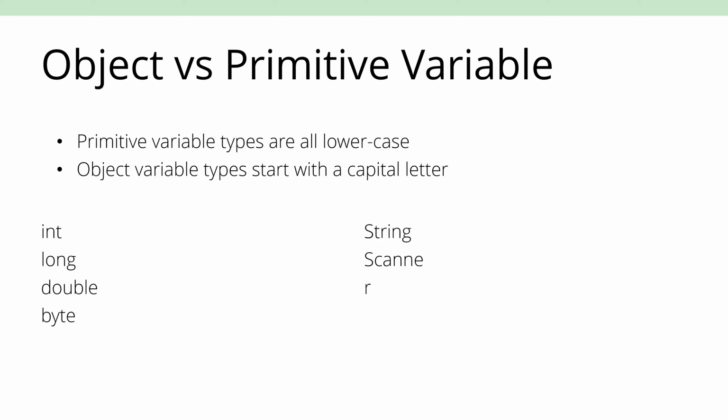So once again, the difference between a primitive and an object. Primitive variable types are all lowercase: int, long, double, byte, and object variable types start with a capital letter. This should be String and Scanner. The R should be on the same line. I apologize.